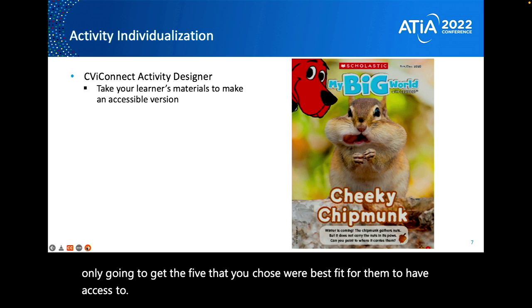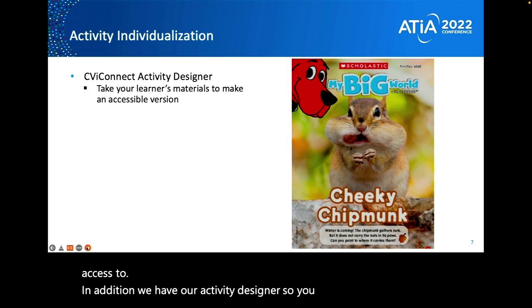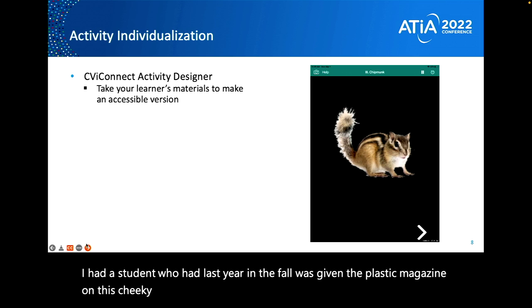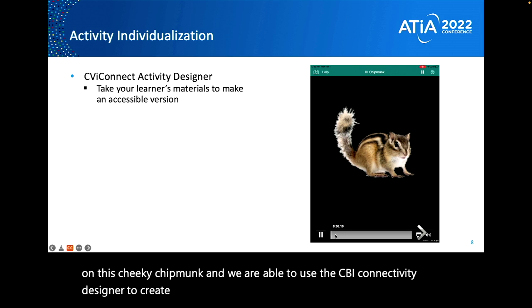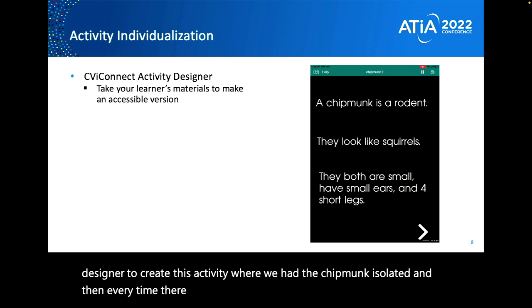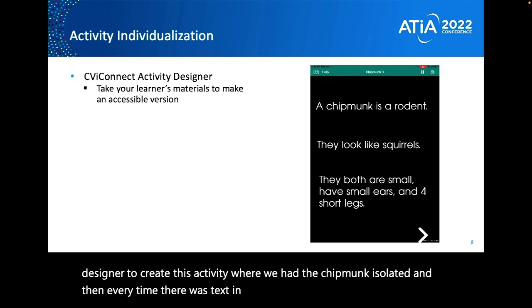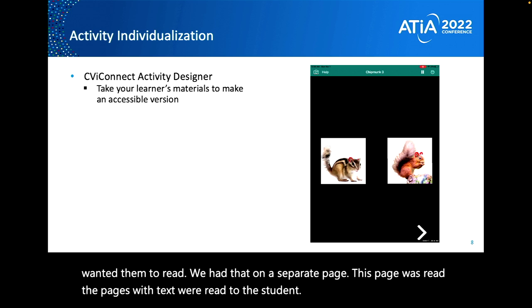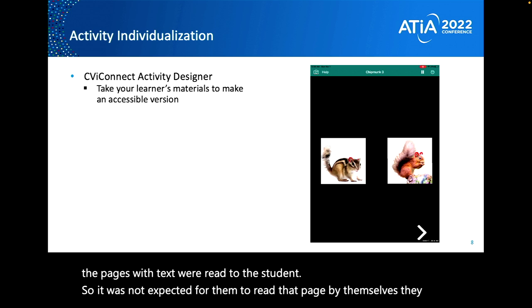Okay, in addition, we have our Activity Designer, so you can do something like this. Last year in the fall, I had a student who was given the Scholastic magazine on this chipmunk, and we were able to use the CVI Connect Activity Designer to create this activity where we had the chipmunk isolated, and every time there was text in the magazine that we wanted them to read, we had that on a separate page. The pages with text were read to the student, so it was not expected for them to read that page by themselves. They could tap on the sentences and it would be read to them.